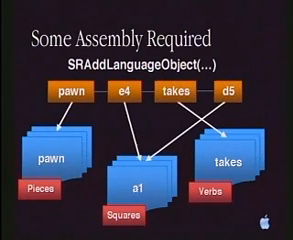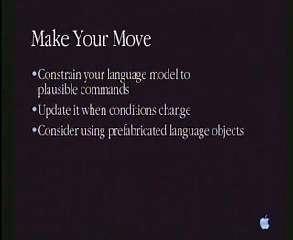So to summarize, for complex language models, you will want to constrain your language model to only those commands which are plausible in each situation, and consequently you adapt the language model when the situation changes. Furthermore, in very complex situations, you might consider using prefabricated language objects to quickly get your list of commands.